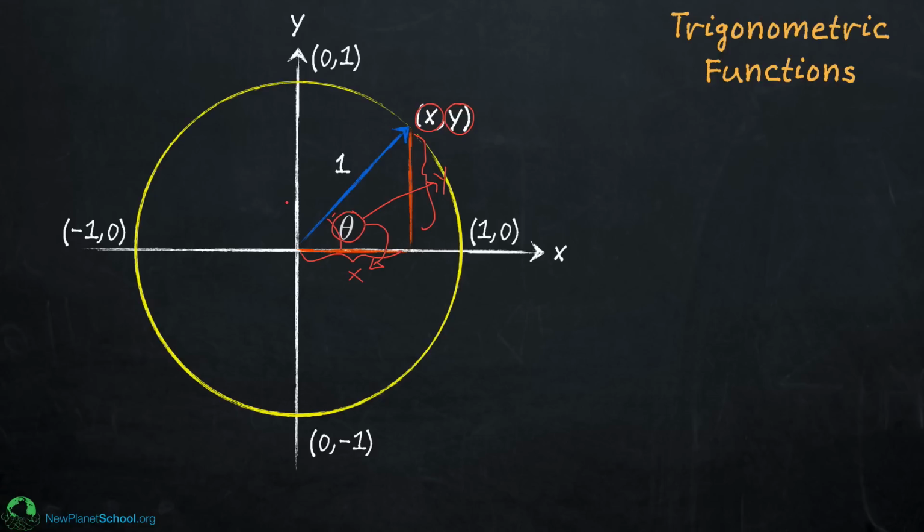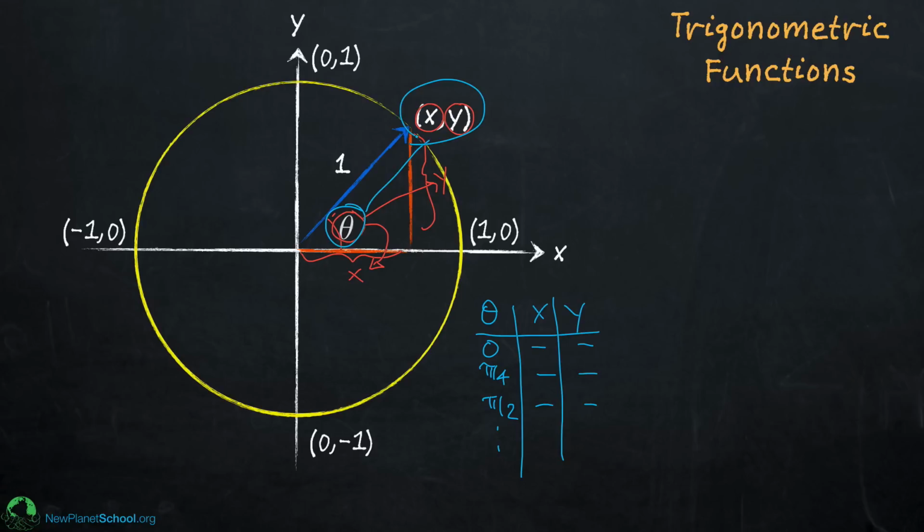So you can imagine that the ultimate goal is that we might want to have a table of angle, x and y, and we want to be able to say theta is 0, pi over 4, pi over 2, and so forth. And we want to be able to fill in these particular values. That would be a very useful thing to be able to do. And that basically relates this angle to this point. That is the question we want to answer with trigonometric functions. Given a theta, how do I get that point? Or vice versa, if I have this point, how do I get the angle? So let's try to figure out how to do that.